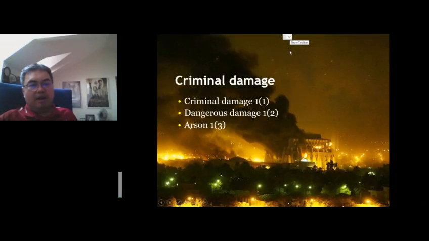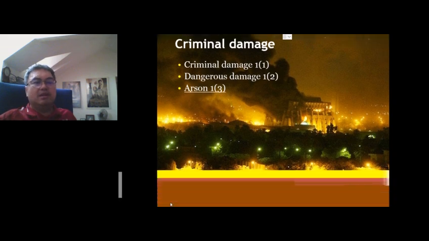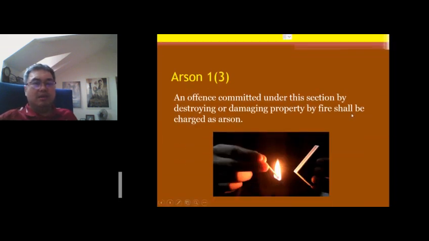And finally, for arson, section 1 subsection 3, it is basically where the destruction or damage of property was done by fire. Any offense under 1.1 or 1.2, where the destruction or damage of property was by fire, should be considered to be arson.